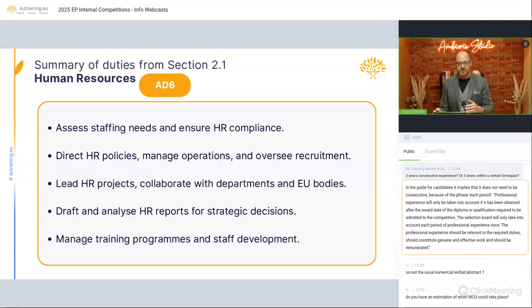So you see from staffing needs, from leading HR projects with different departments and other HR offices of other EU bodies, analyzing HR reports and managing training programs and self-development. So basically everything under the sun that an institution like the European Parliament's HR DG and its related or component units actually do on a daily basis. So looking at those and then identifying the source documents from which those questions and that particular knowledge can be distilled.